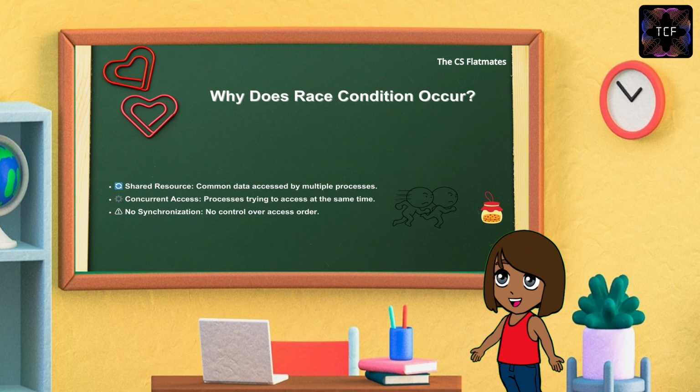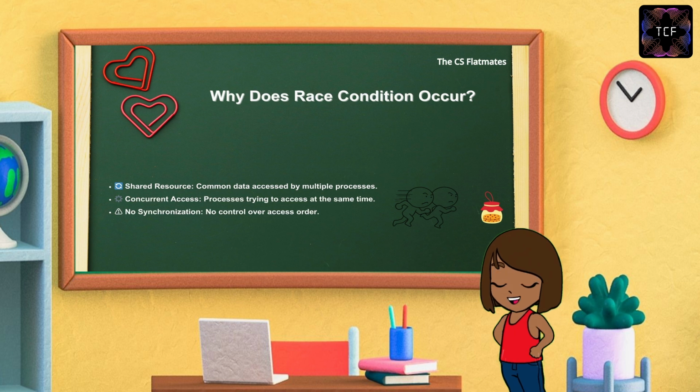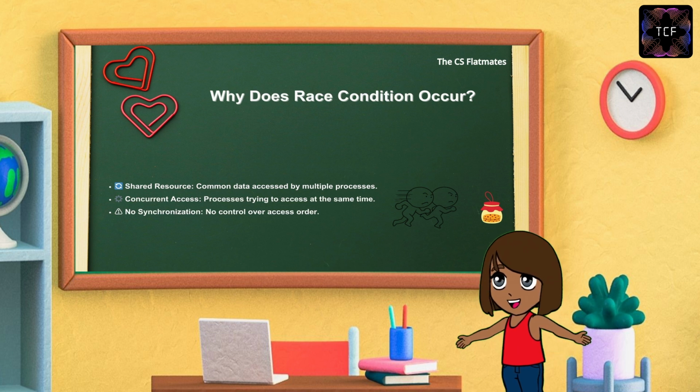This happens because of a shared resource, the resource that multiple processes want to access at the same time. Concurrent access, multiple processes or threads are running at the same time and trying to access or modify the same resource. Lack of synchronization. There is no proper control mechanism to decide who gets access first. The system should lock the resource while one process is using it. But if there's no lock, the outcome is random and unpredictable.